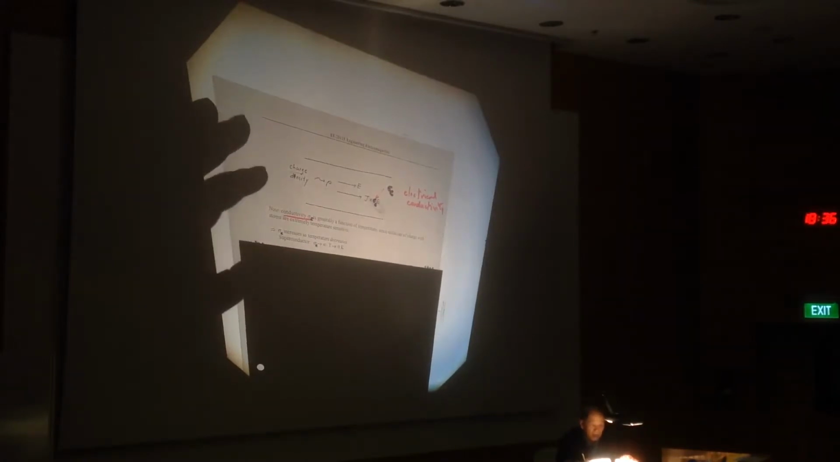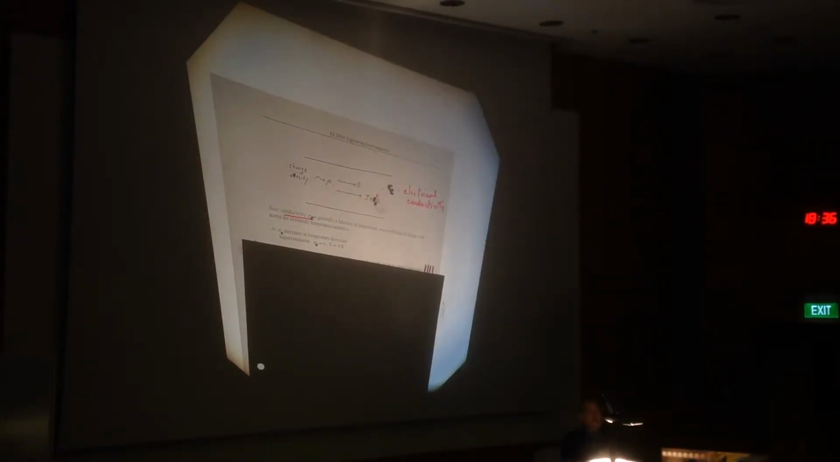So we saw already that as the temperature decreases, the material gets more and more conductive. There are some materials called superconductors, which have infinite conductivity as the temperature goes toward absolute zero. 0 Kelvin is minus 273 degrees centigrade.